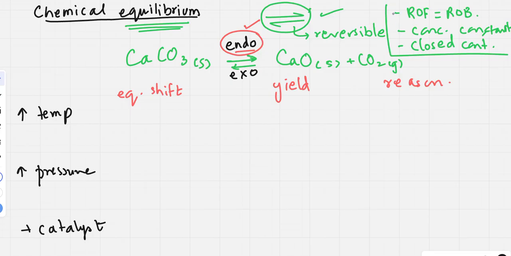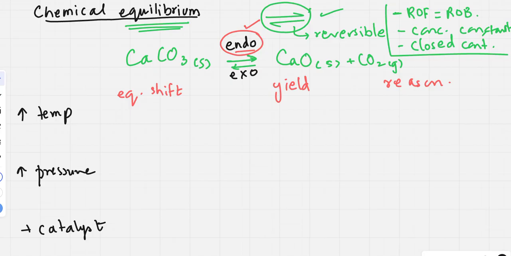The first condition is that the rate of forward reaction is equal to the rate of backward reaction. The second condition is that the concentration of the reactant and the product is constant throughout. The third one is that the container has to be a closed container.